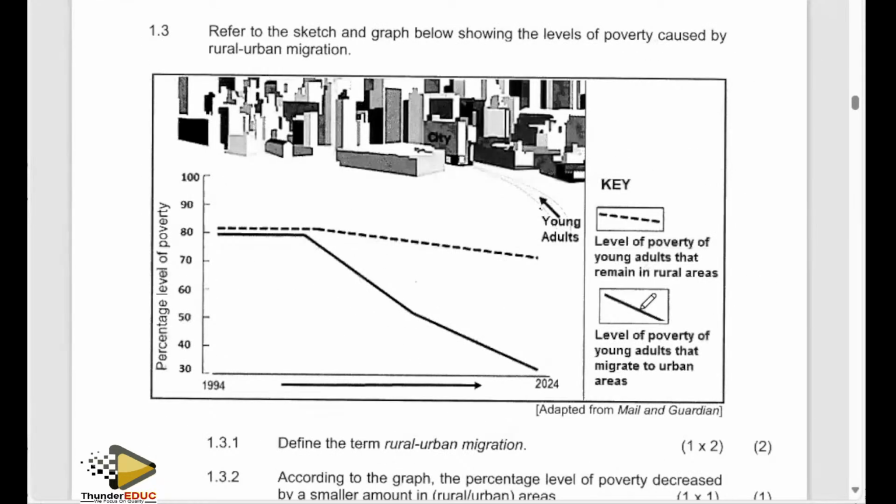Right, the next question: refer to the sketch and graph below showing the levels of poverty caused by rural-urban migration. Right, you should be able to figure out the trends on the infographic given on the graph.